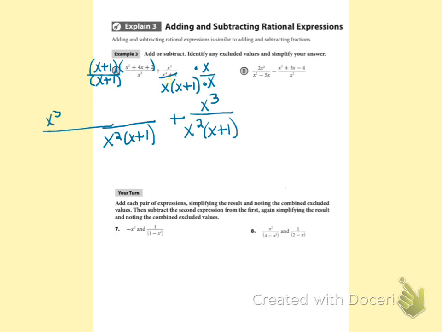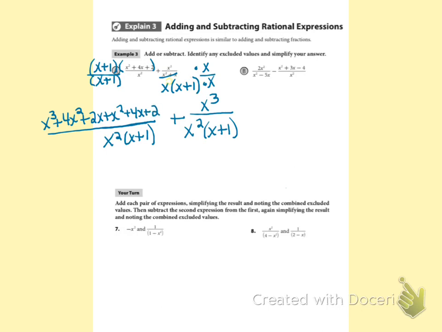I have, let me see if I can fix this up. So then I have the x times the x squared, the x times the 4x, which makes 4x squared, the x times the 2, which is 2x, and then take the 1 and distribute it through. 1 times x squared is x squared, 1 times 4x is 4x, and 1 times 2 is 2.